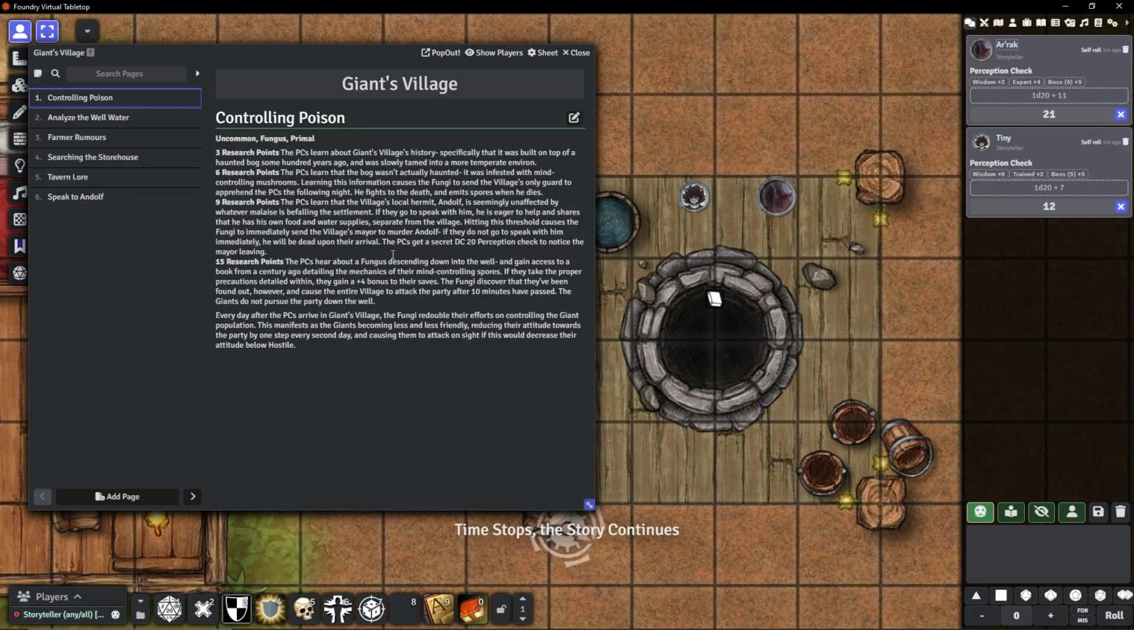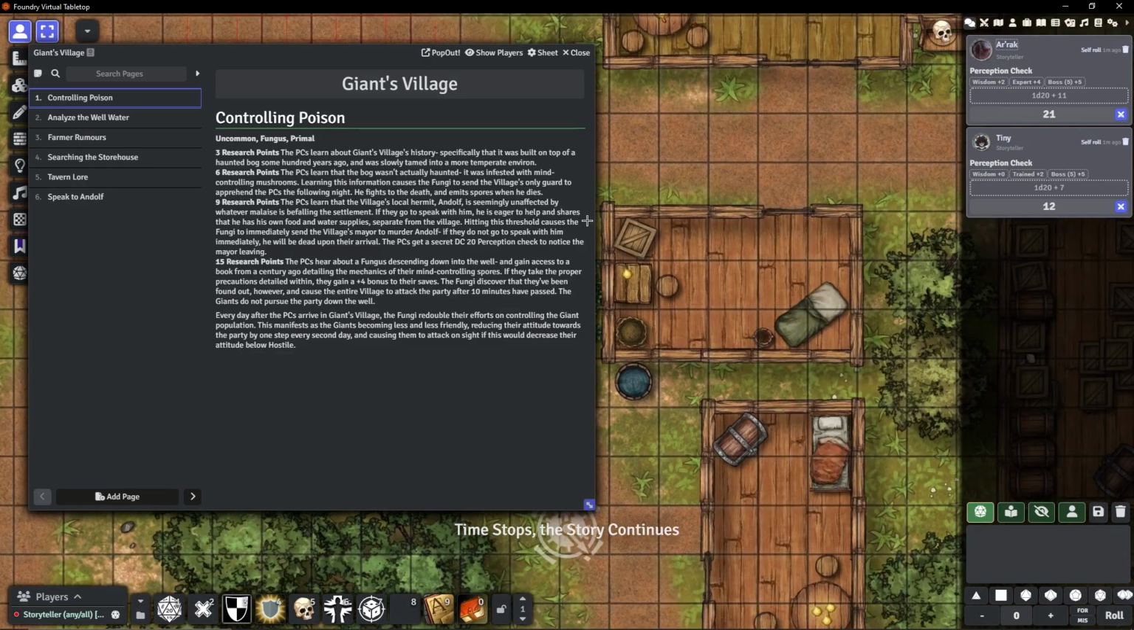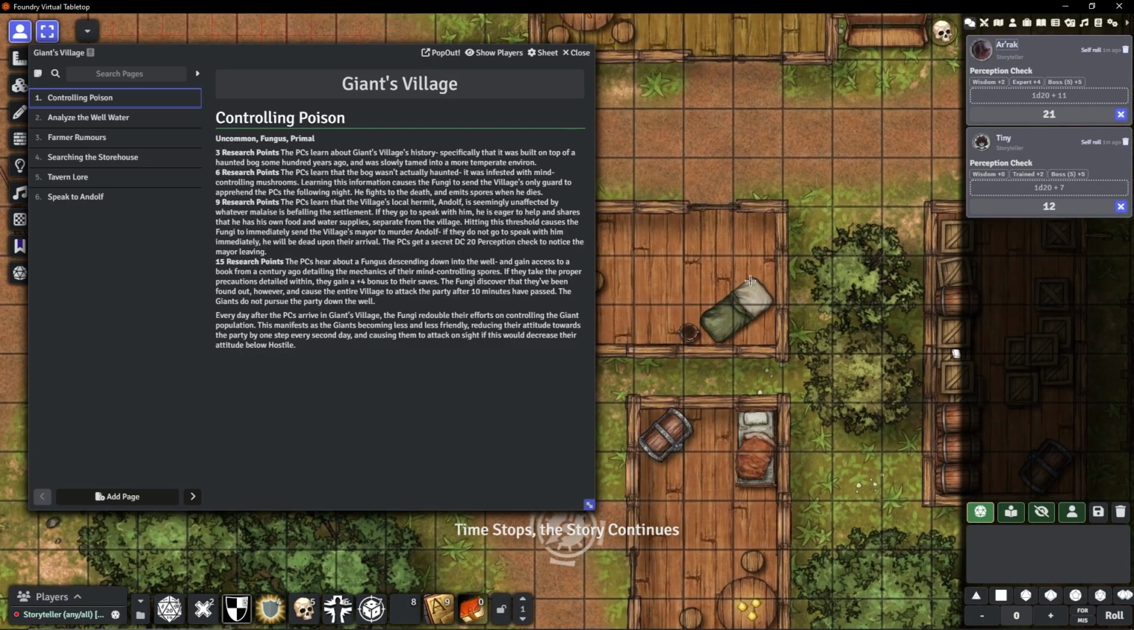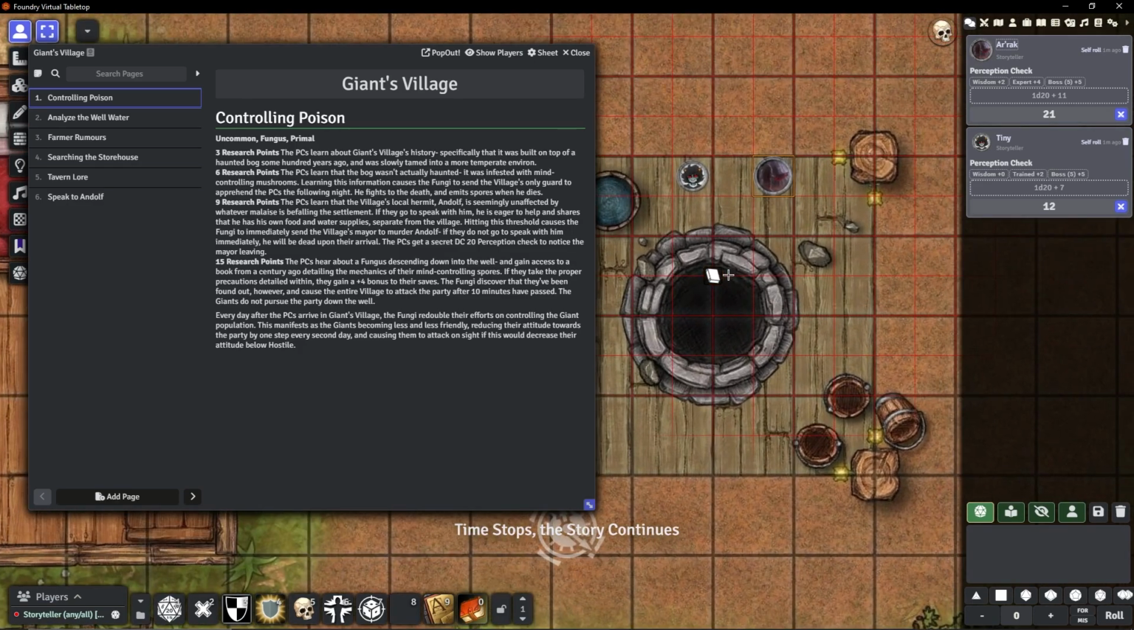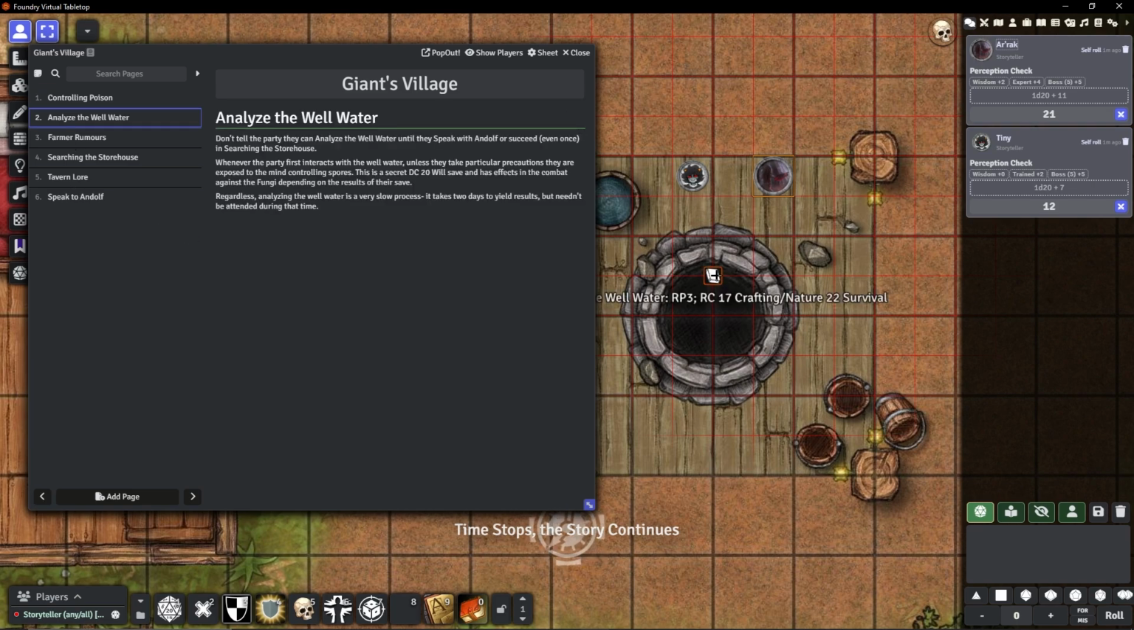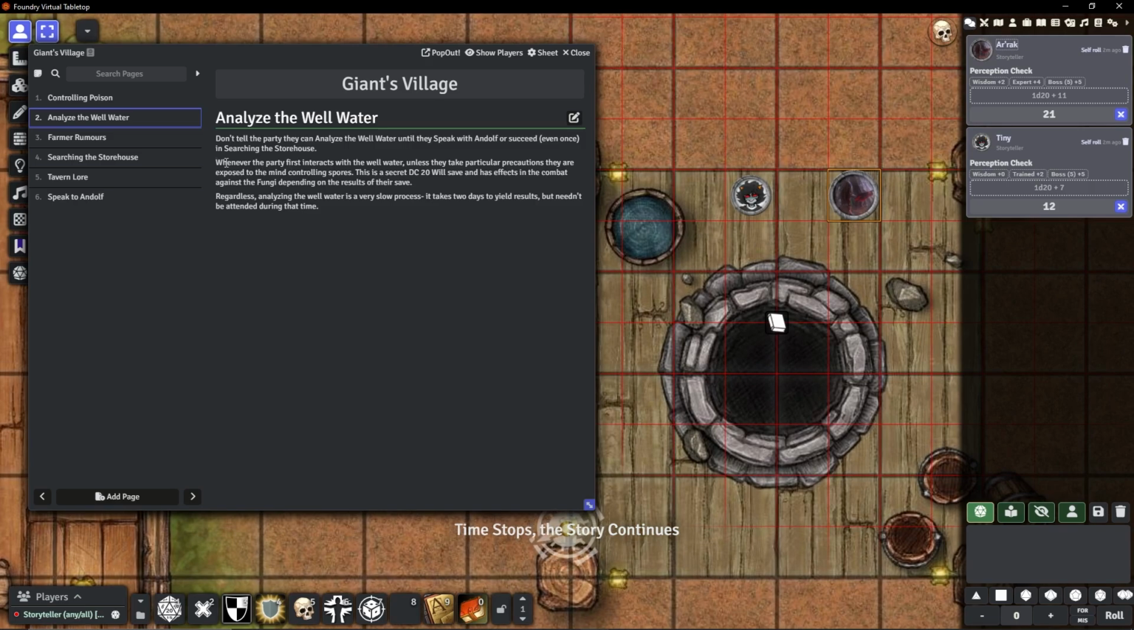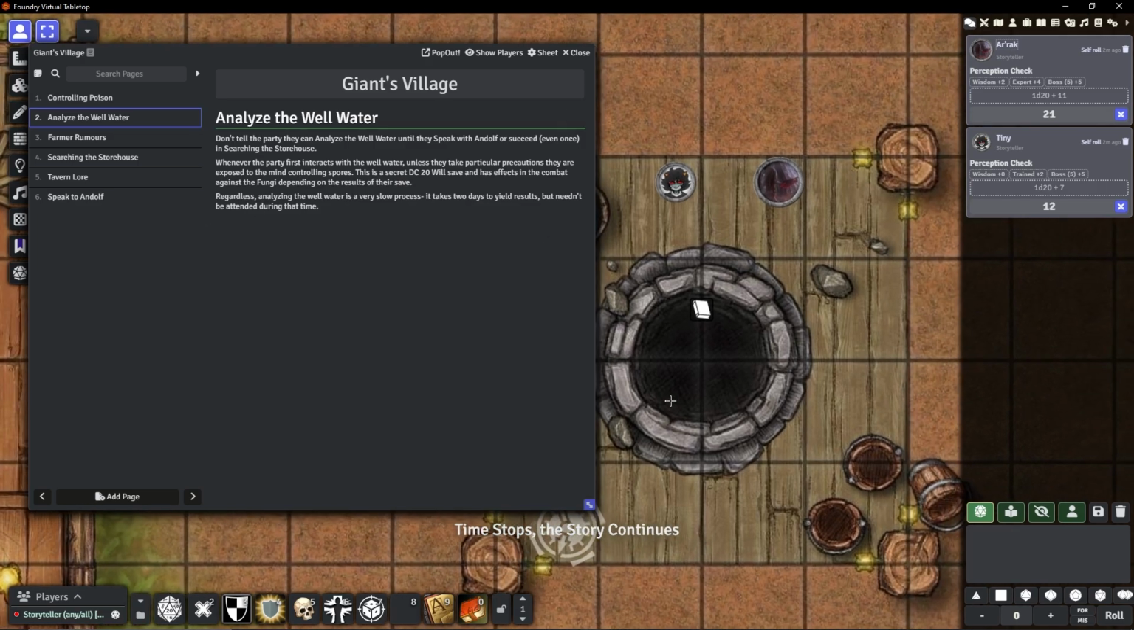As they move in, Otterk is going to point out that in the storehouse he found some specific details about the mind-controlling mushrooms that used to be here, and recommend caution in dealing with the water. And it's a good thing, too, because whenever the party first interacts with the well water, unless they take particular precautions, they're exposed to the mind-controlling spores. That would be a secret DC 20 will save, and would have effects in the combat against the fungi at the end of this research, or at the end of this library encounter, depending on the results of their save. I didn't come up with that since I'm not actually running that encounter, but it's good to note.